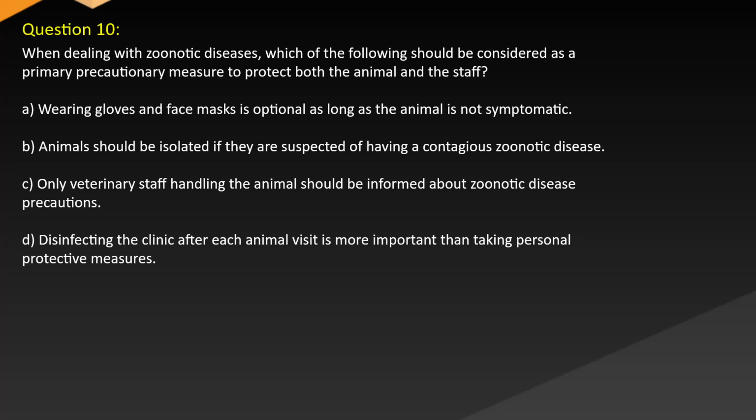Question 10. When dealing with zoonotic diseases, which of the following should be considered as a primary precautionary measure to protect both the animal and the staff? A. Wearing gloves and face masks is optional as long as the animal is not symptomatic. B. Animals should be isolated if they are suspected of having a contagious zoonotic disease. C. Only veterinary staff handling the animal should be informed about zoonotic disease precautions. D. Disinfecting the clinic after each animal visit is more important than taking personal protective measures.